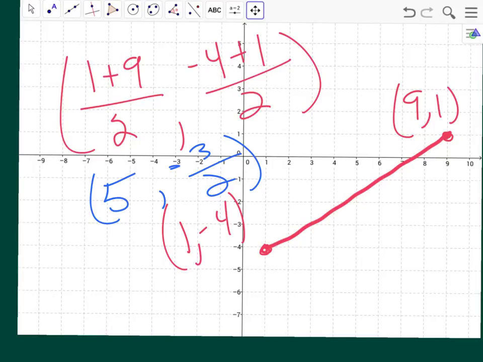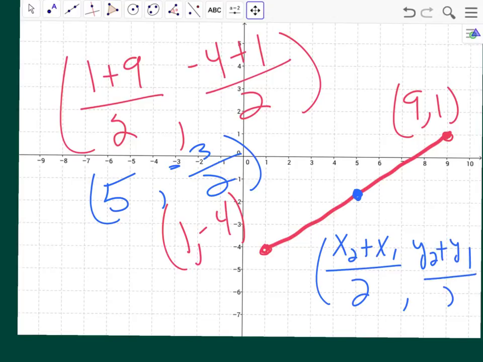So if we check that out, 5 and negative 3 over 2, which is really negative 1.5, does fall right into that spot right there. That's my midpoint. So that's the midpoint of the points 9, 1 and 1, negative 4. So remember, you have to use that formula, x2 plus x1 over 2, and then y2 plus y sub 1 over 2. Use that all the time, and you'll always get the midpoint.